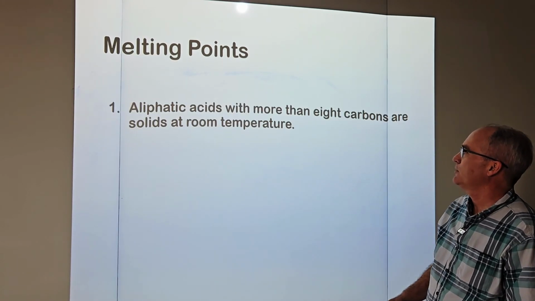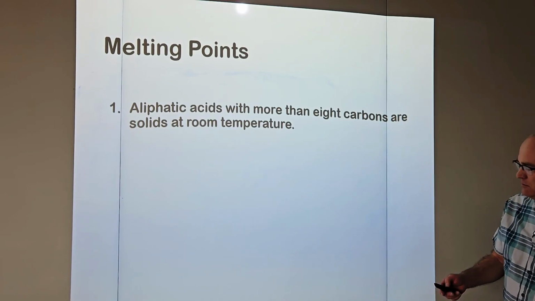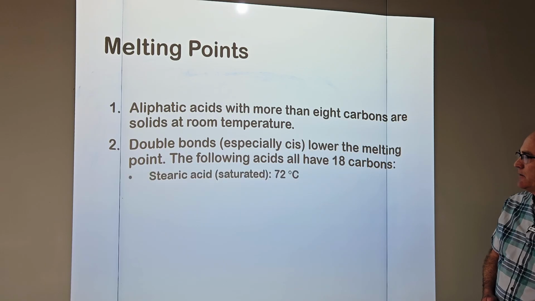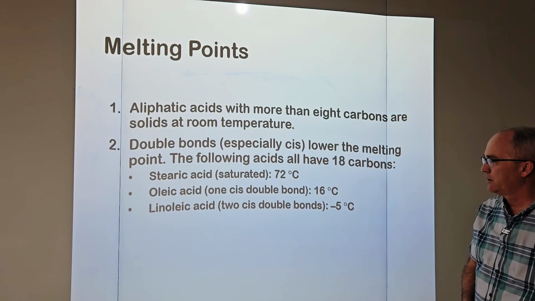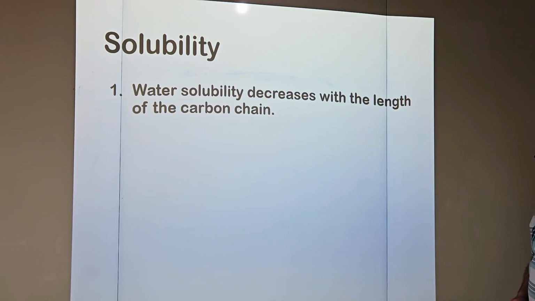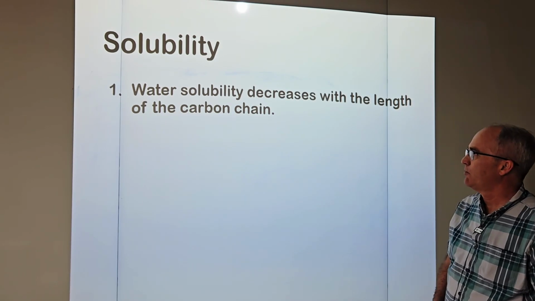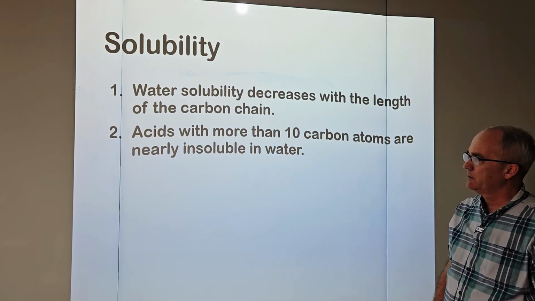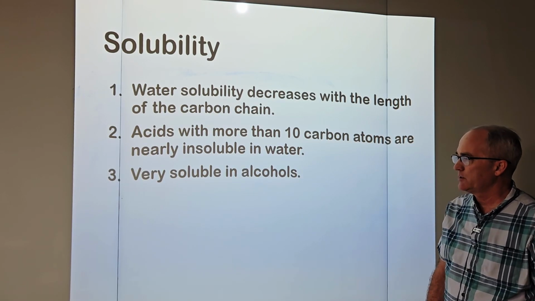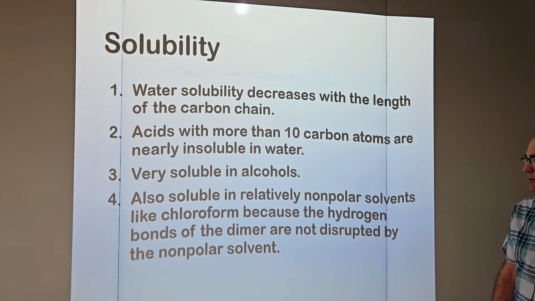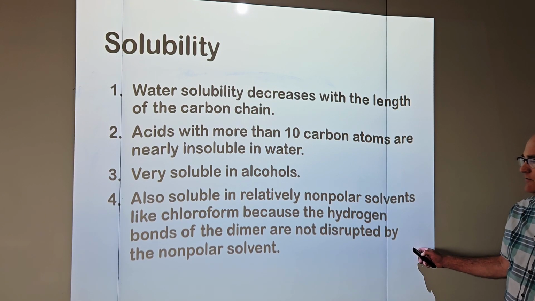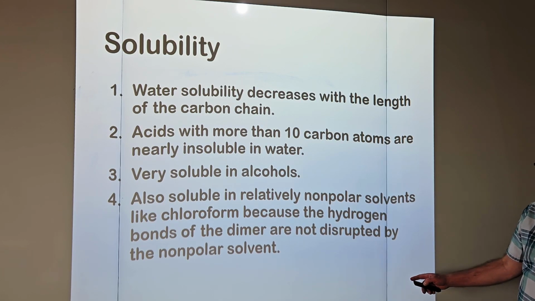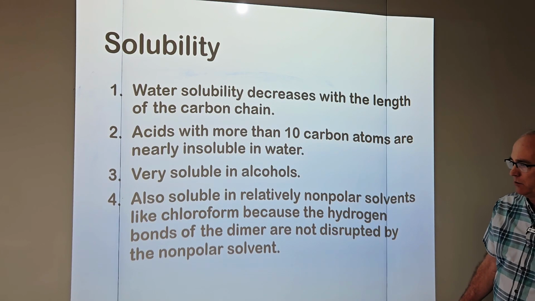Aliphatic acids with more than 8 carbons are solid at room temperature. Double bonds, especially cis, lower the melting point. The following acids have 18 carbons, and here are the corresponding melting points. So acetic acid is miscible with water. As that side chain gets longer than 10 carbon atoms, they will not be soluble in water. They are very soluble in alcohols, and also soluble in relatively non-polar solvents like chloroform, because the hydrogen bonds of the dimer are not disrupted by the non-polar solvent.